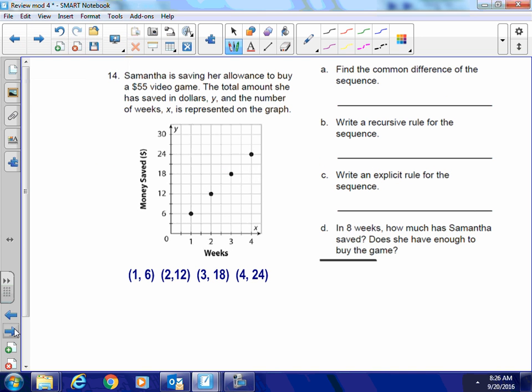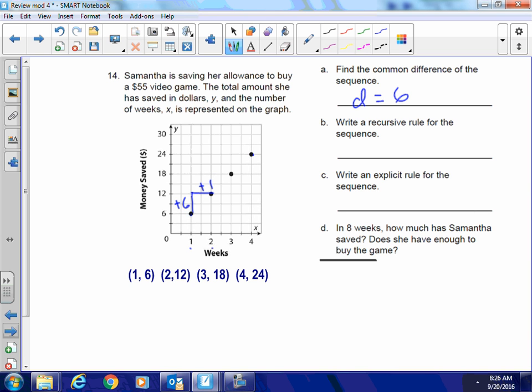Samantha on number 14 is saving her allowance to buy a $55 video game. The total amount she's saved in dollars, Y, and the number of weeks, X, is represented in the graph. And they want us to find the common difference. I took a minute on this problem to write these points as ordered pairs. But you don't really need to do that. You can see as we count by ones in our weeks, we're going up +6. So I know my common difference is equal to 6.